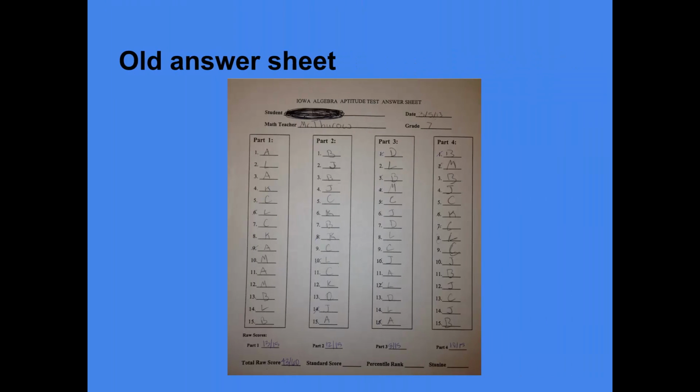But see, this is what the old answer sheet looked like here. It was just simply 1 through 15, had the letters on it, and then when they answered it, I put a key on top of it. It was very easy to see what the score was, but it took time.